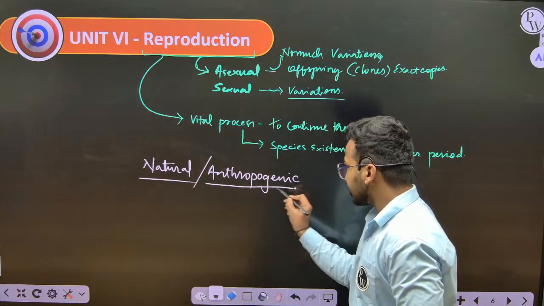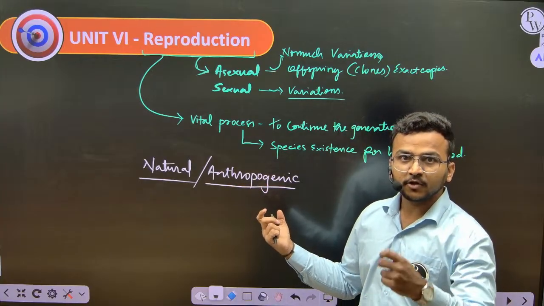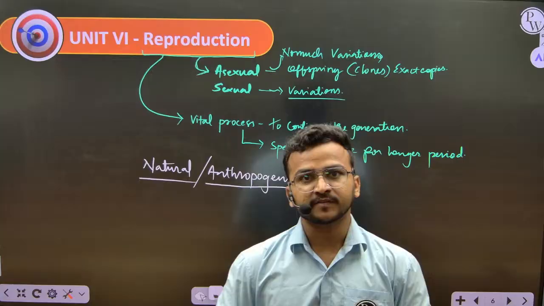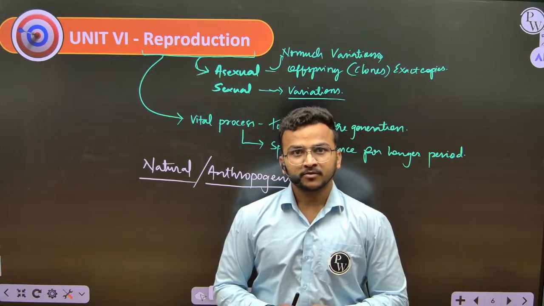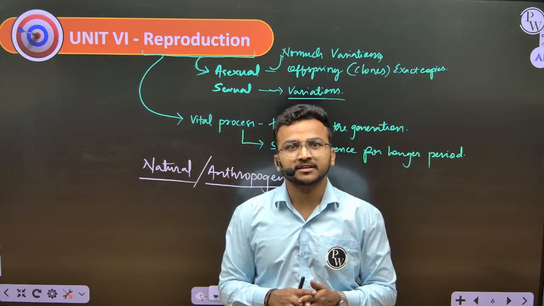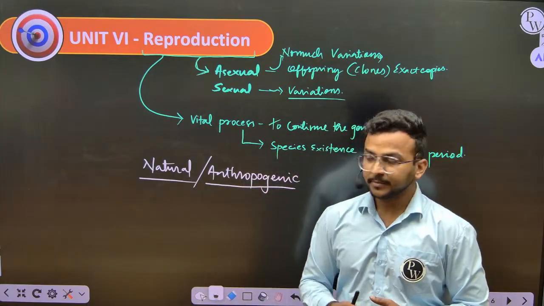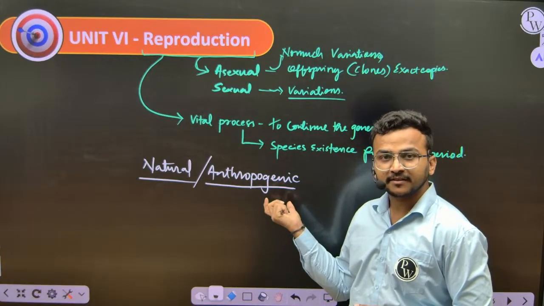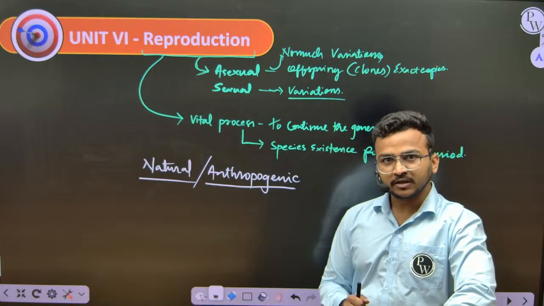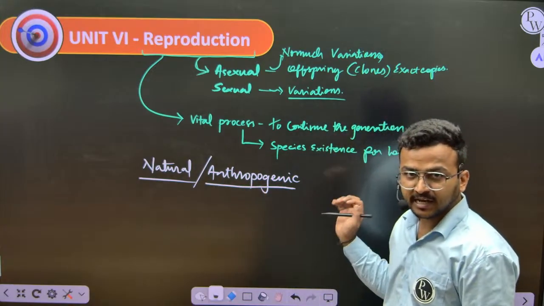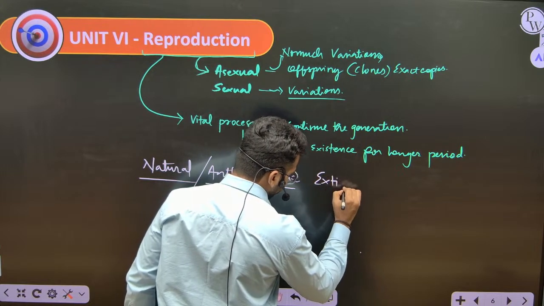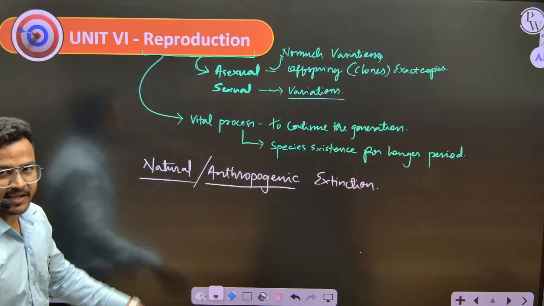Anthropogenic in the sense, anthropo means man. Due to human activities, some species got extinct, like the dodo bird, or the Steller's sea cow, or the passenger pigeon. All these organisms went extinct, they died. We cannot see the passenger pigeon now, because they went extinct due to anthropogenic causes, that is, human activities. So even though they reproduced, they got extinct due to natural or anthropogenic activities. We call it natural or anthropogenic extinction. So in the introduction part we will be seeing about these things.